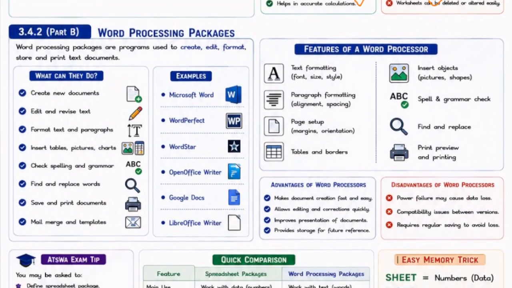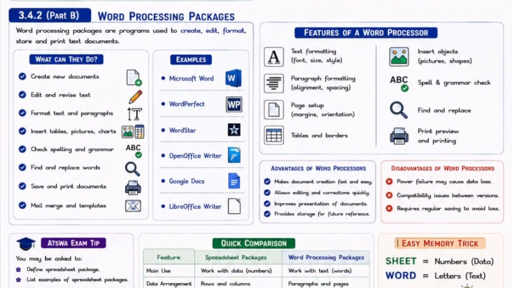I believe you know much about this already. Word processing packages are programs used to create, edit, format, store and print text documents. What they can do is listed here: create new documents, edit and revise text, format text and paragraphs, insert tables, pictures and charts, check spelling and grammar, find and replace words, save and print documents, mail merge and templates. All of these are what you can do on a word processing package.